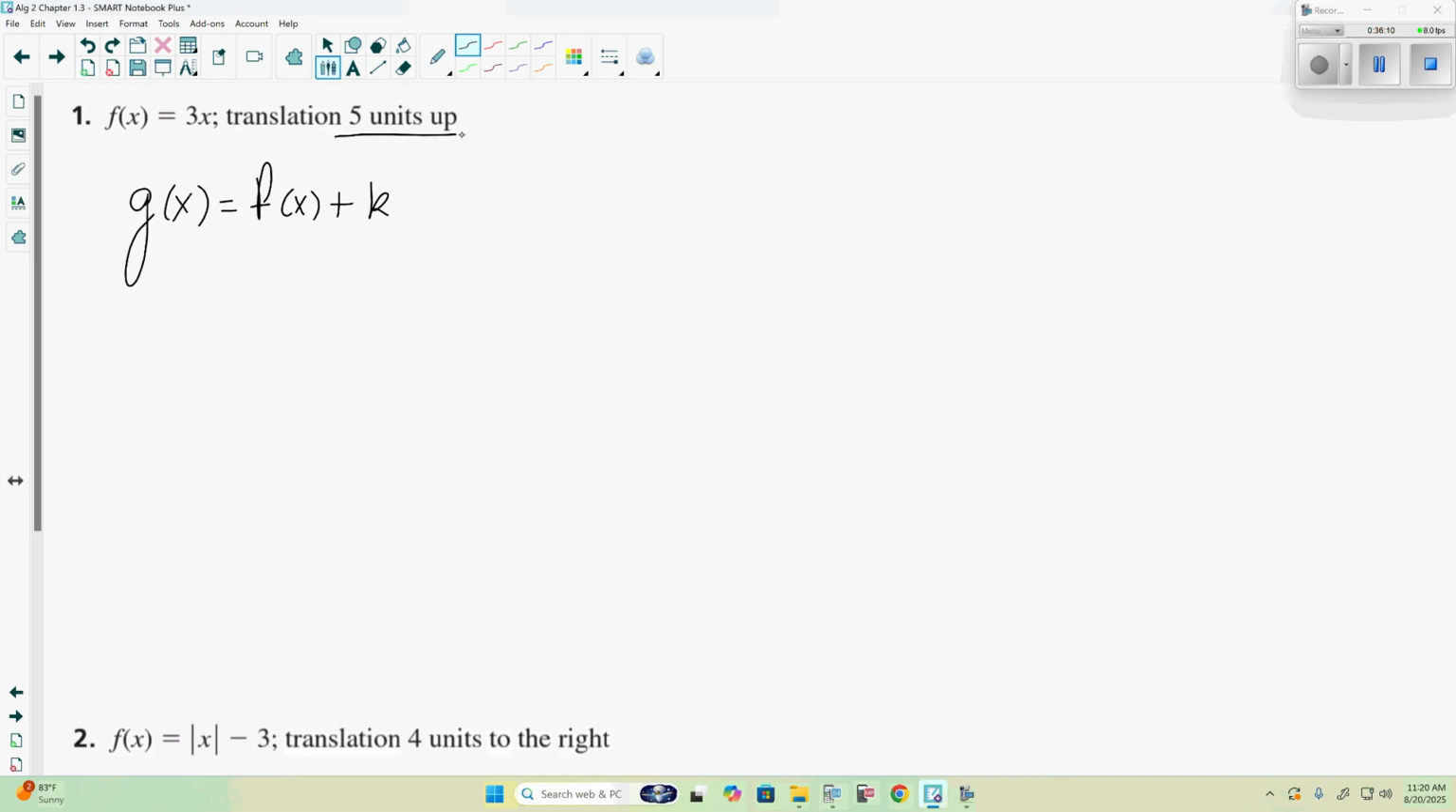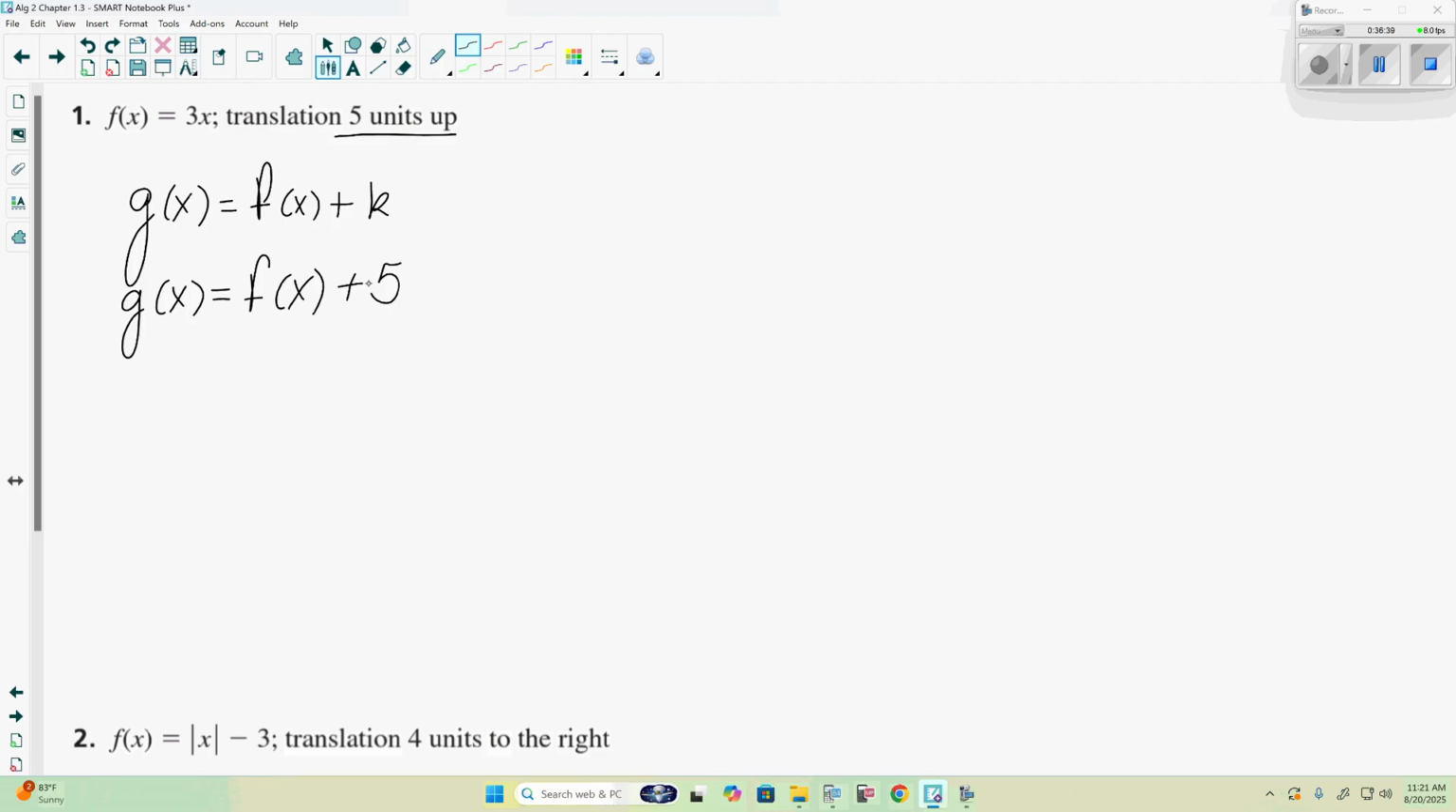And 5 up tells us the value of k. So up 5, 5 is our value of k. Now, would it be positive or negative? Positive, because we're going up. So we replace k with positive 5. Questions on this so far?